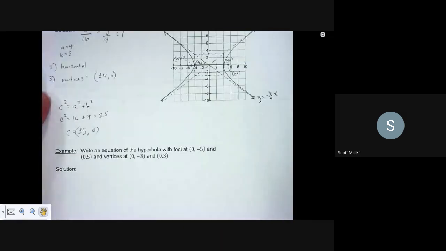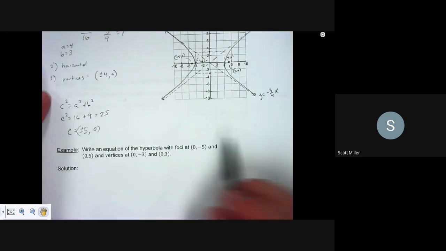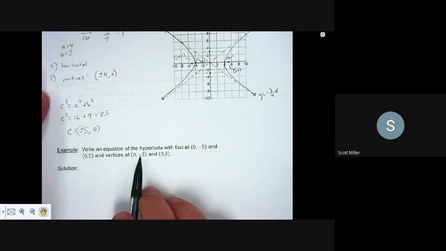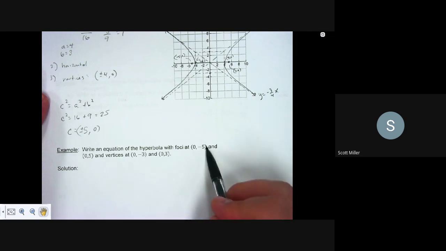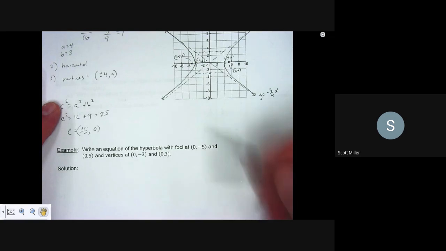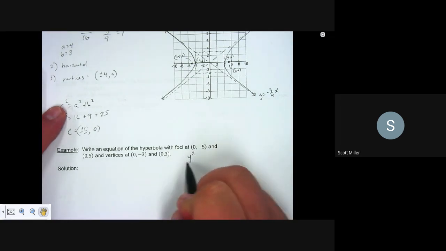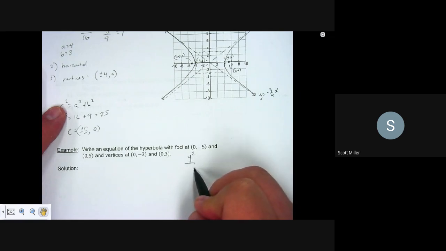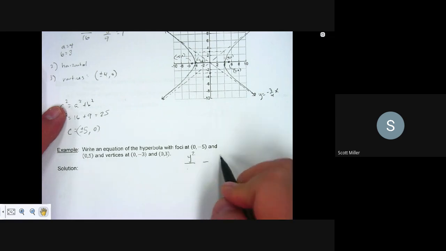Okay? Down here, we're going to write an equation that has this information in it. I gave you the foci here and here. The vertices are here and here. You'll notice that the major axis is on the y, which means it's going to be vertical, opening up and down, which means the y has to be positive. So it's going to be this one. And again, it doesn't matter what the letters are. The bigger one can be anywhere, but it's going to be y squared over something, and then x squared over something equals 1.